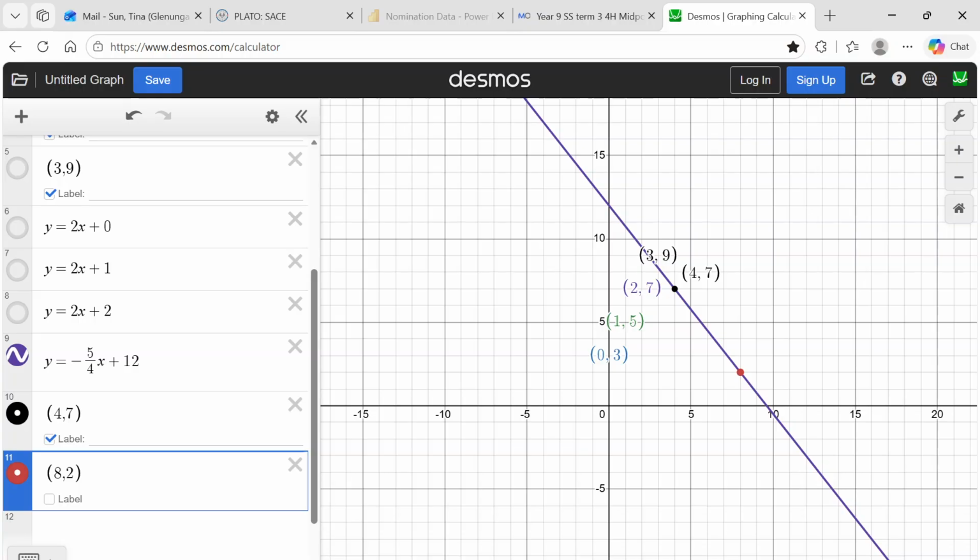Okay, now we have a look at these 2 points, (4, 7) and A2. So now you can see from 4 to 8 is how many run, and then from 7 goes down to 2, that is how many units rise, and these 2 points are exactly on the straight line, and also the y-intercept is 12. So now we prove, yeah, we are correct.